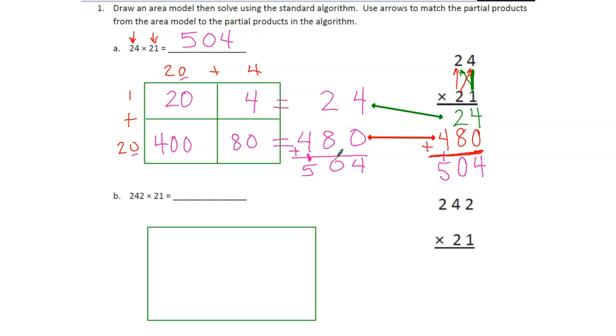All right, let's take a look at 1B here. So now we have 242, which is a 3-digit number, times 21, which is a 2-digit number. So I'm going to need 6 boxes or 6 multiplication problems to solve this. Let's go ahead and look at it. My first number, or my first factor, is 242, factored out by each place value unit. My second factor is 21.